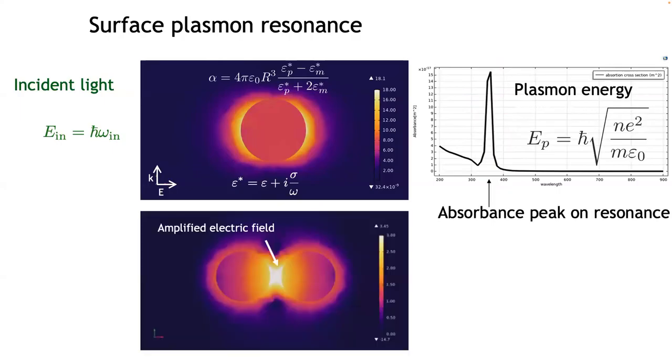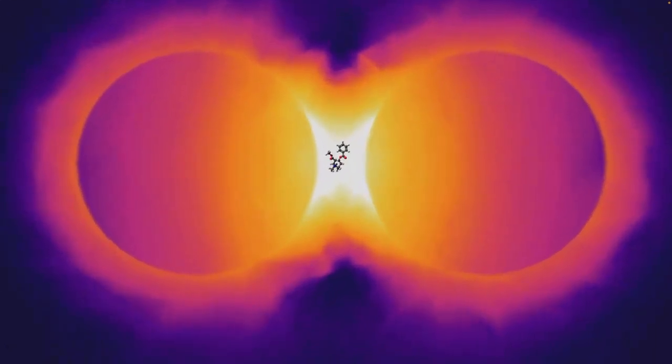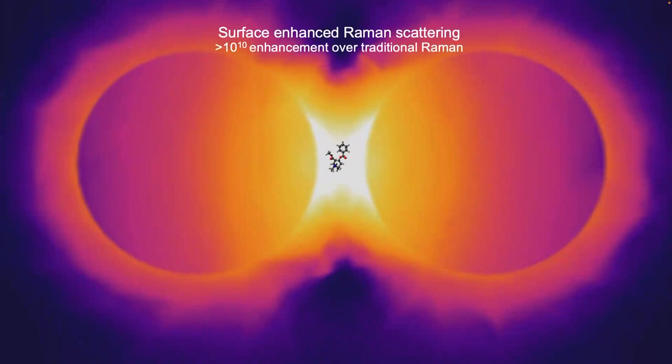If we play a little bit with the geometry of the nanostructures, then we get these areas that have highly amplified electric field. We call these areas hotspots. And if we put a molecule in this hotspot, then this molecule is going to experience a massively enhanced electric field. And the Raman signal emitted by this molecule is enhanced by a factor of 10 to the 10 or higher. That is a big number. This means we can see single molecules as long as we put them in the right spot.